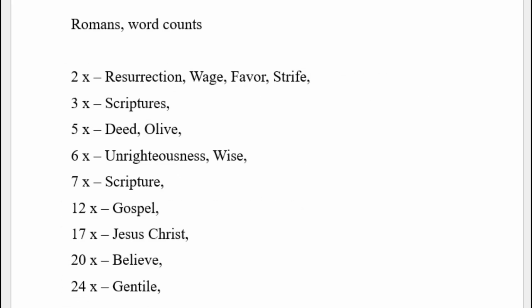If you want to look on your own, this time, to speed it up, I'm just going to give you the word counts that I found in the book of Romans. 3 times scriptures, it said. 5 times deed, olive. 7 times scripture. 12 times gospel. 17 times Jesus Christ. Believe 20 times. Gentile would put it over the limit. A 20 is good and a 3 is good, so a 23 would be good. 24 is too high. Gentile is the bad thing.